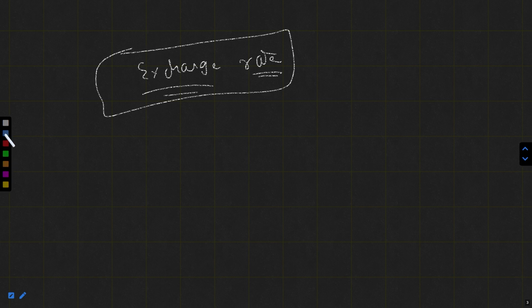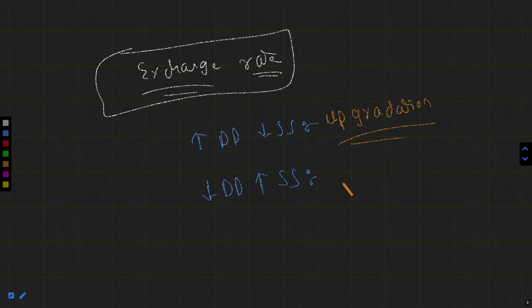Okay, we have seen that generally the currency is in high demand and low supply. The second case is low demand and high supply. So the first case is the case of upgradation, and the second case is the case of degradation, right? We had discussed it.